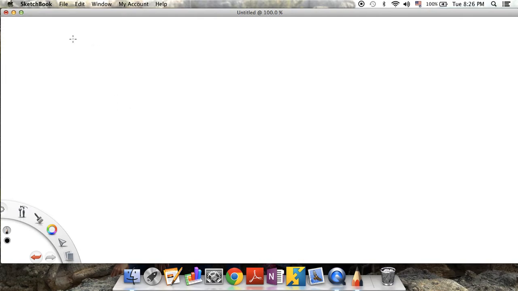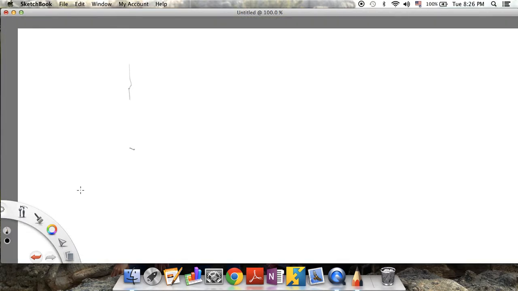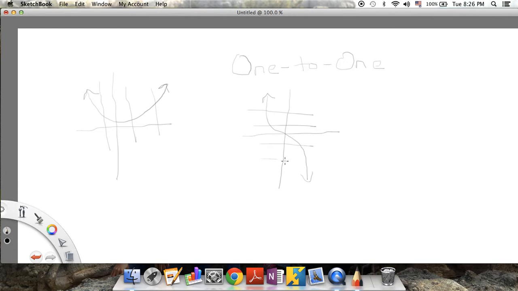Now, when you have functions, we talked about how sometimes a function is all over the place, but it's still a function because it passes the vertical line test. We have another specific type of function. It's said to be one-to-one because it passes the horizontal line test. If we have a function like this, for example, if we draw a horizontal line through it, it only crosses the function one time.